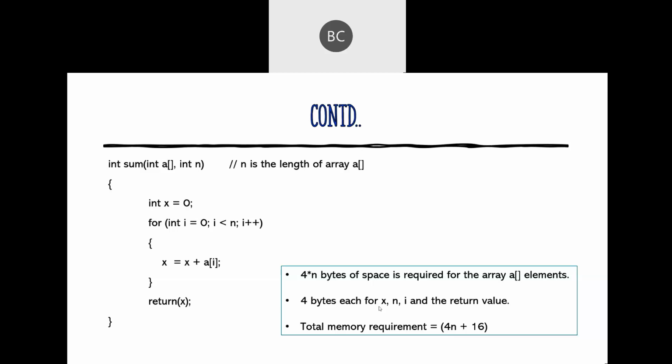Then 4 bytes each for x, n, and i, and the return value. What are the other integers? One is x, and I have n, then there is i. Then there's again the return. So each of them will take an extra 4 bytes. So the total memory requirement will be 4n plus 16. Okay. Now if you know the value of n, like the size, if it is 10, it will be 40 plus 16.